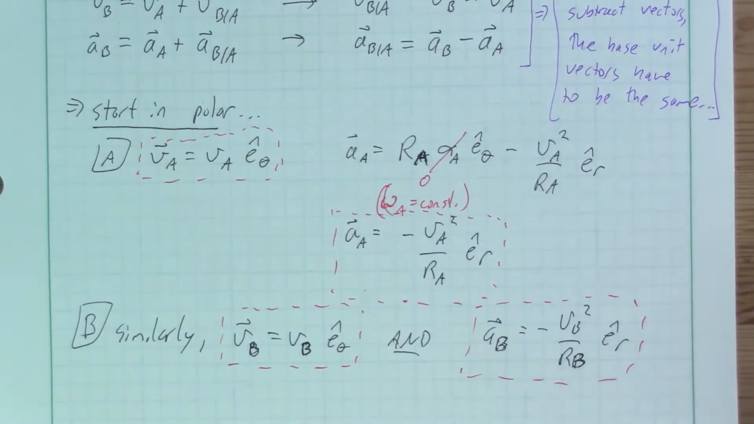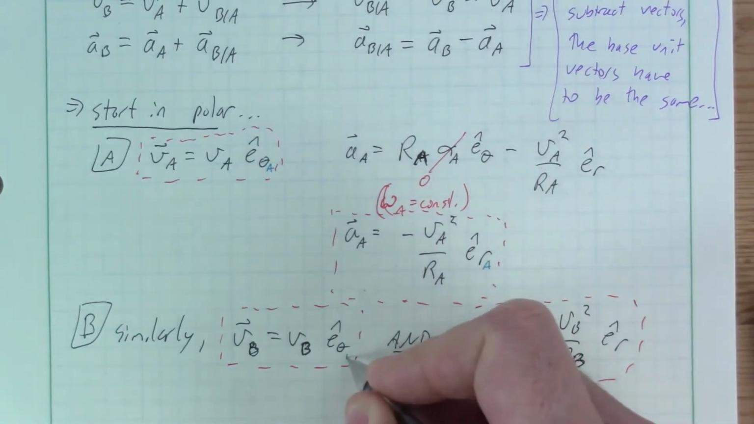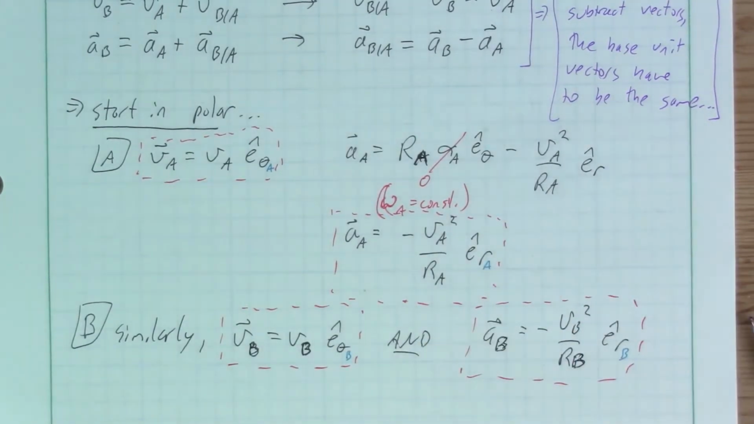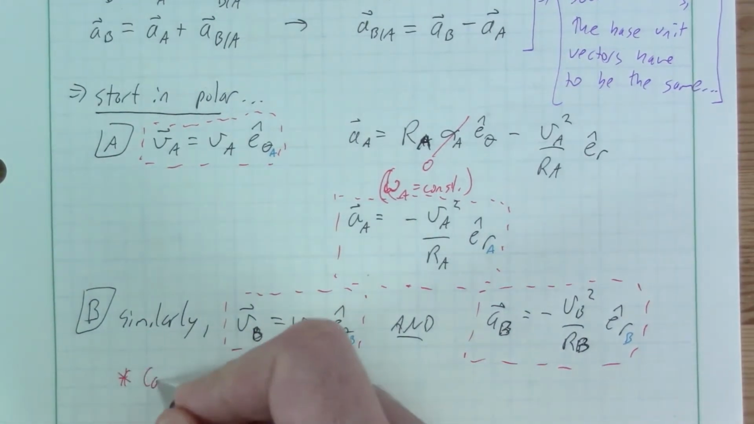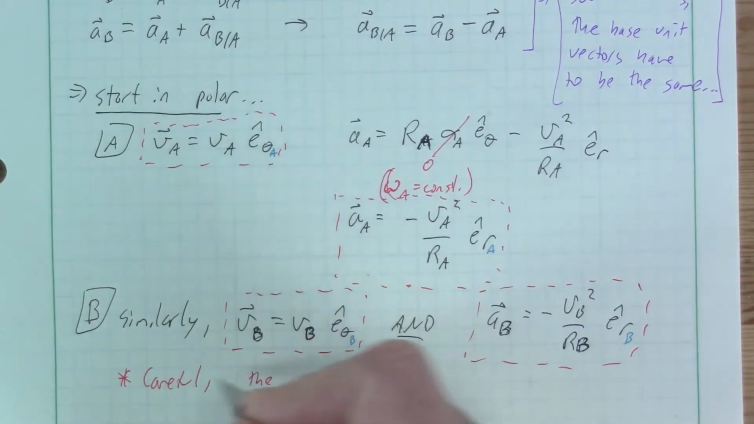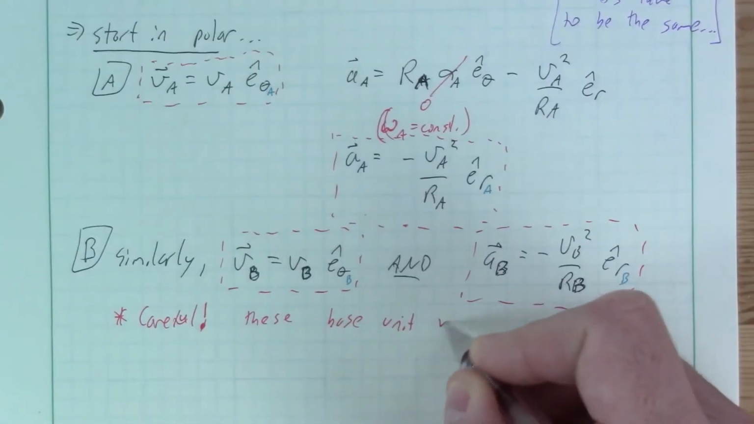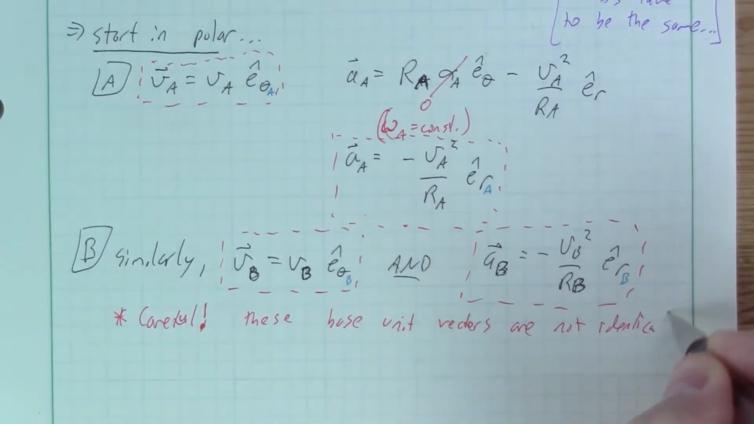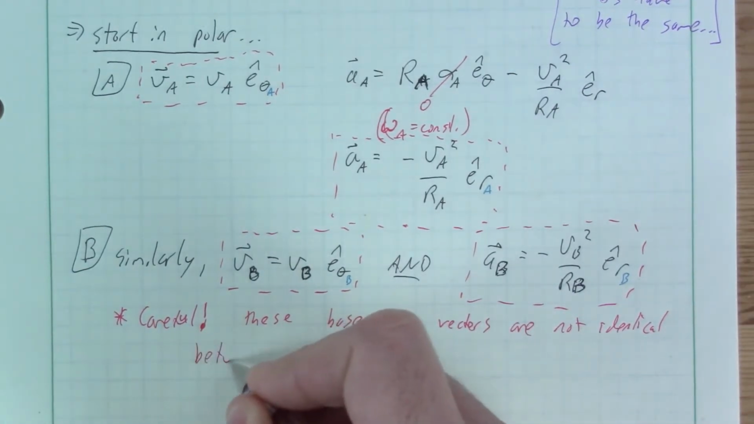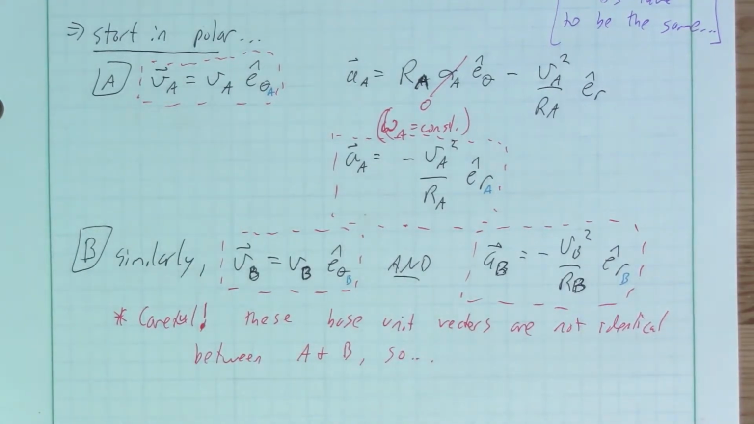So if we were truly being careful, this is A's version, this is A's version, this is B's version, this is B's version. Okay, but they're getting a lot of subscripts there. So this is where we have to be really careful. These base unit vectors are not identical between A and B. So what are we going to do about it? Okay, we convert them to Cartesian.